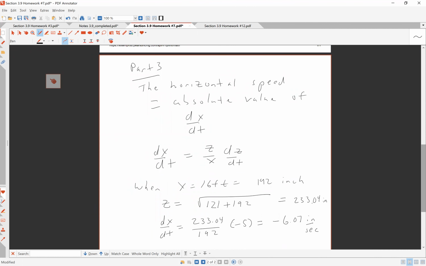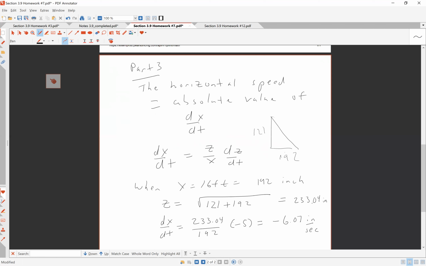So what's z? Remember, you have this right triangle formula here. This is 132 inches, and this is 192 inches. Sorry, the height is actually 121 inches, 11 feet. X, the distance of the angler from the fish, is 16 feet or 192 inches. Again, we're just going to use the right triangle formula.